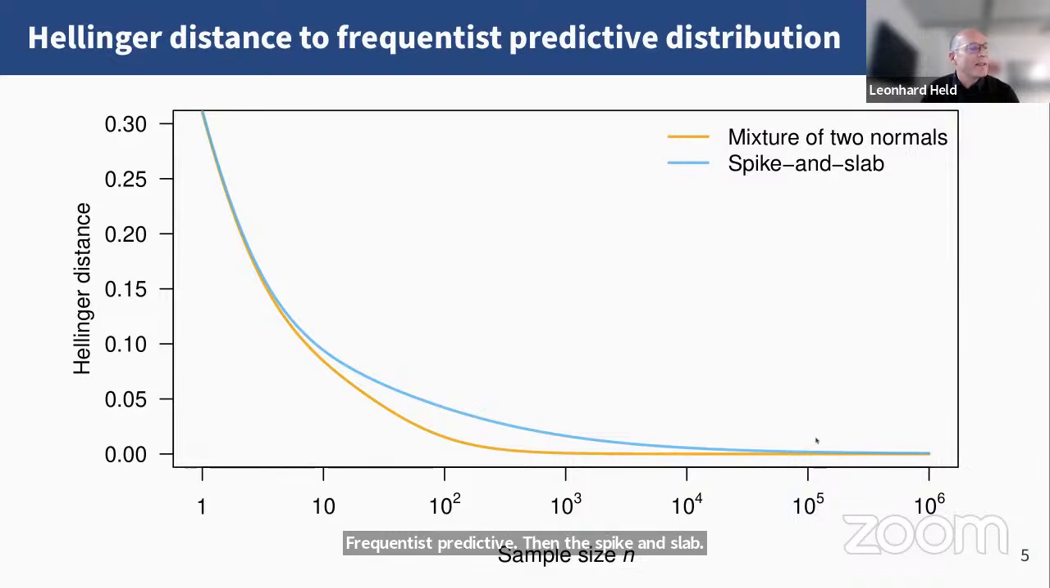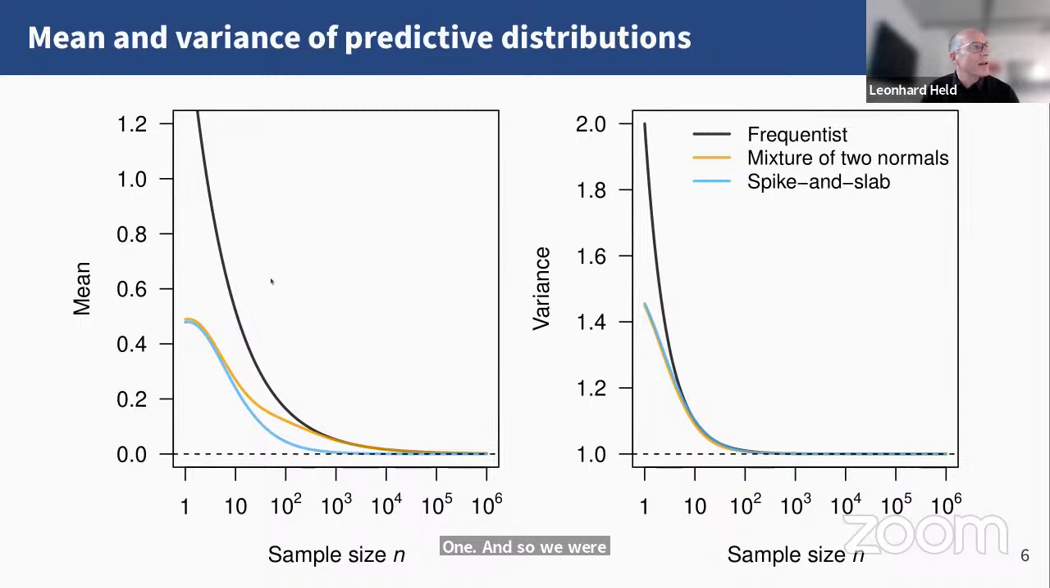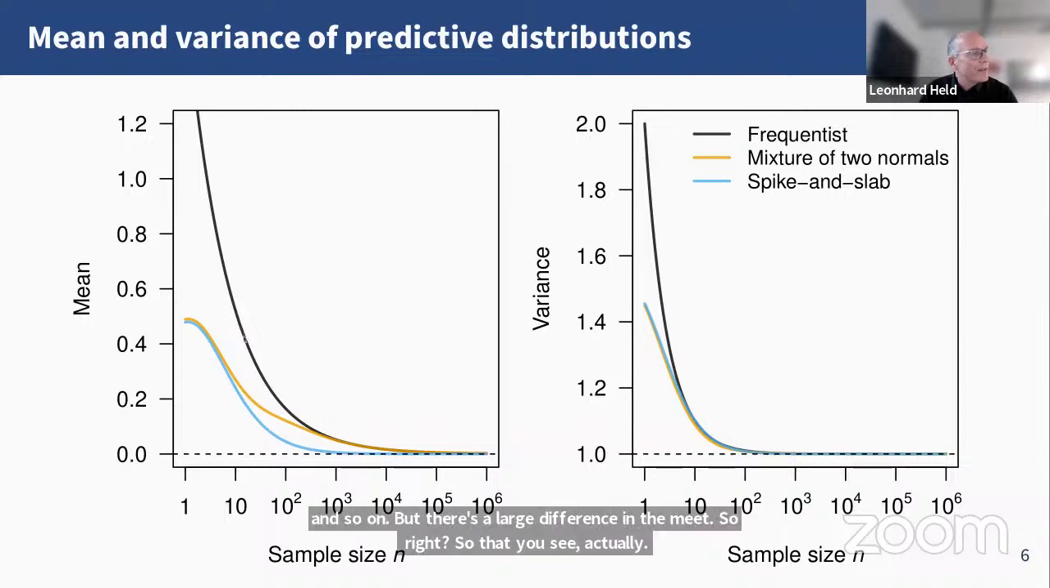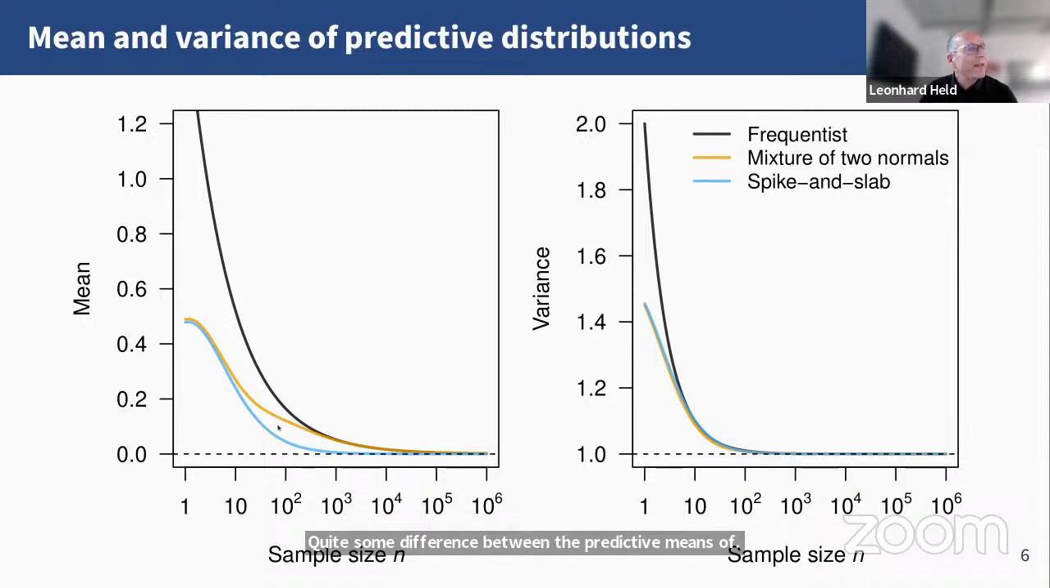And so we were wondering, why is this happening? So we looked at the mean and variance of the predictive distributions, again as a function of sample size. And you see on the right that the variances at the beginning are quite different, but then they are more or less identical for sample size 10, 100, and so on. But there's a large difference in the mean. So you see quite some difference between the predictive means of the frequentist, the mixture of normals, and the spike and slab prior. And now the spike and slab prior converges quicker to the limit than the other two.